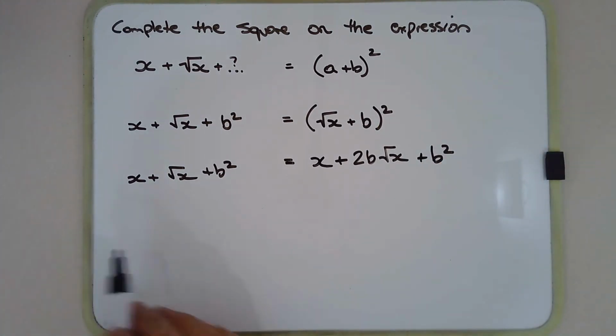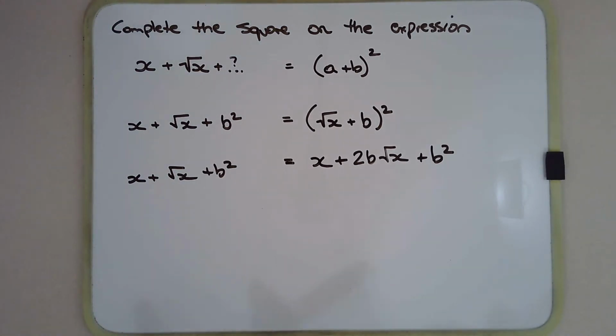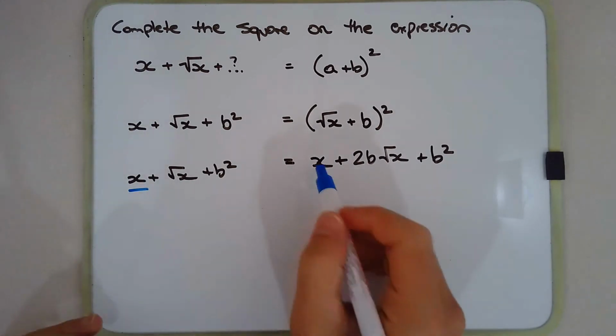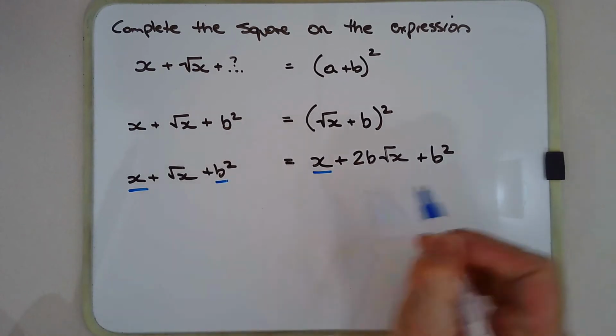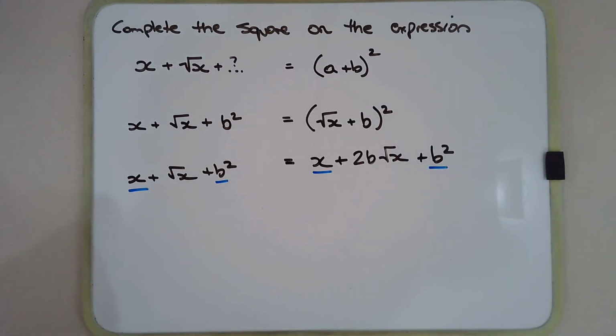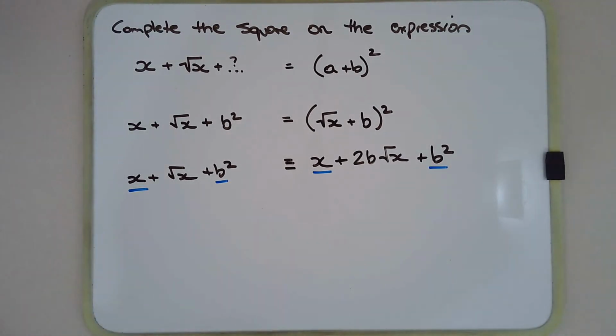Now what we're going to do is equate the like terms. This x here is equivalent to this x here. This b squared here is equivalent to this b squared here. These two expressions are in fact equivalent to each other. By rights, I probably should use an equivalence symbol. It doesn't really matter at this point. It's just more to understand what we're doing here.